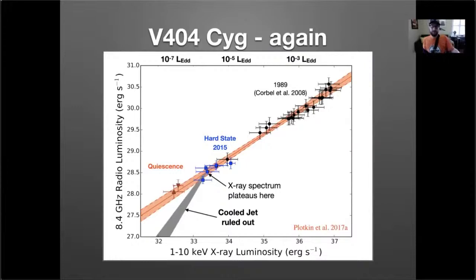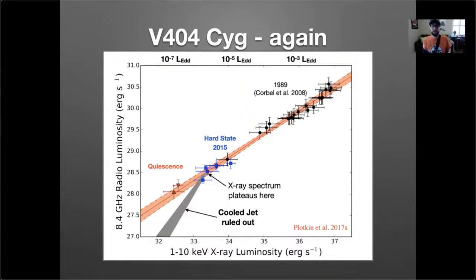If, for example, the softening is due to a synchrotron cooled jet, then we would expect LRLX to steepen at that precise moment where the power law index saturates at 2. But we don't see that in V404. We see that it continues along the standard track well into quiescence. So we don't see that kind of switch to a steeper LRLX. So we can use this to rule out a synchrotron cooled jet, which leaves, for V404, the softening could be due to a radiatively inefficient accretion flow or some other jet-based model.